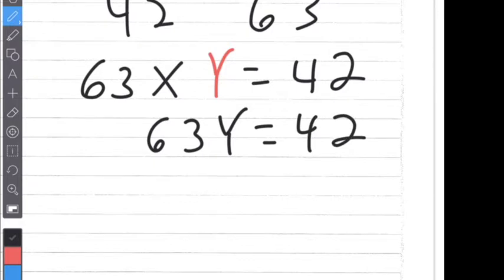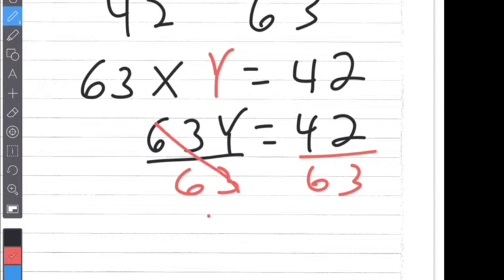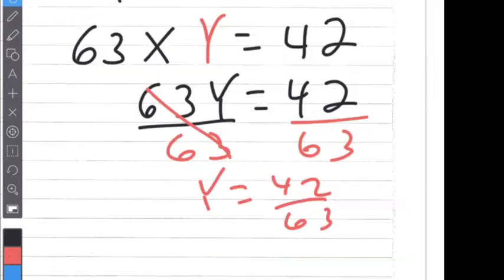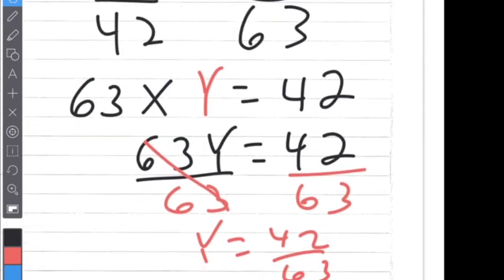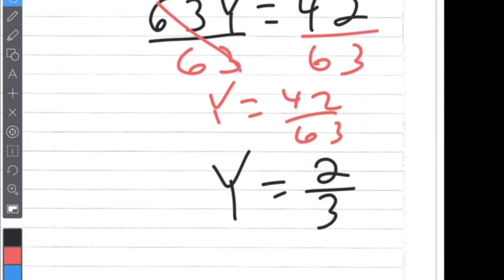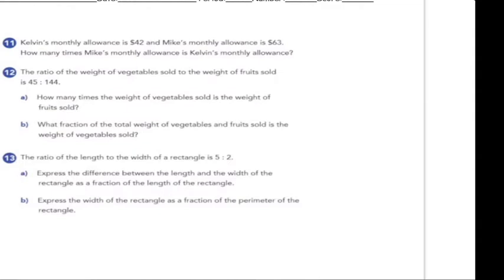What we need to do is solve for y. To solve for y, we divide by 63 on each side. When I do that, I have y equals 42 over 63. We need to reduce that, and you can reduce it by 21. If you reduce it by 21, you're going to get 2 over 3. So y is 2 over 3. If you check the problem, you take 63 and multiply it by 2 and divide by 3, you're going to get 42.